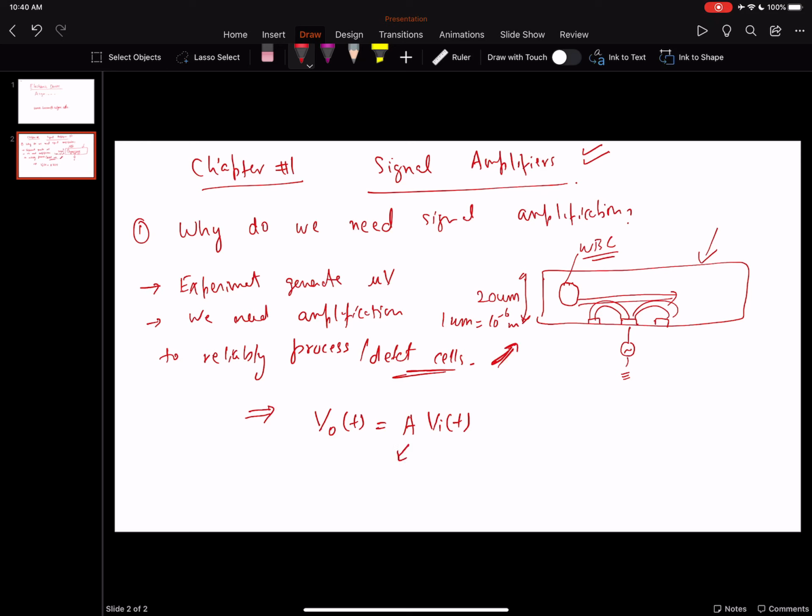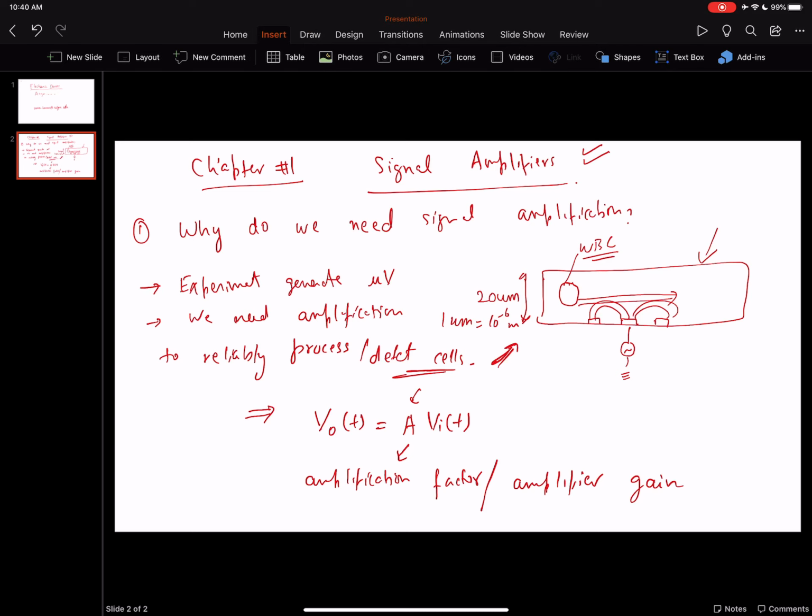So this is the equation for the amplifier. A is my amplification factor. It can also be called an amplifier gain. So what we want to amplify is our input signal, and we want to amplify it by a factor A. Let's talk about this factor A in more detail and what sort of amplification we want.